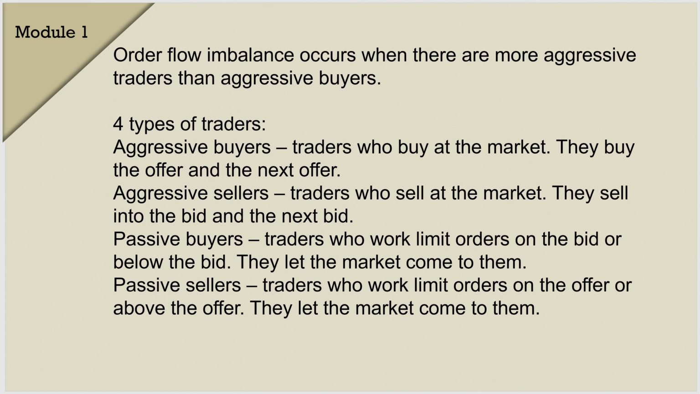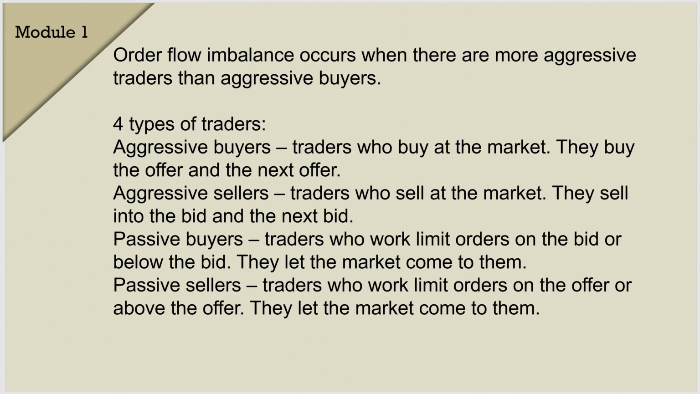Now, there are 4 types of traders. Hopefully you understand this by now. To me, this is very basic. You have aggressive traders, you have passive traders. What's the difference is aggressive traders want to get into a trade. Passive traders, they're willing to get into the trade if the market comes to them.